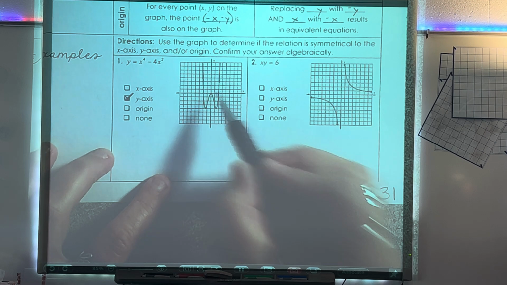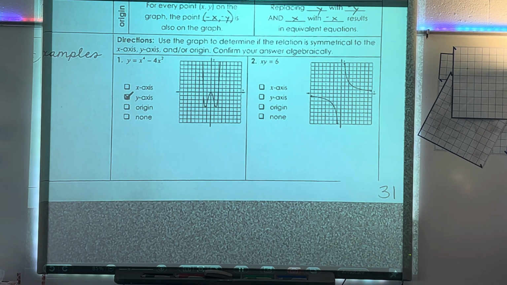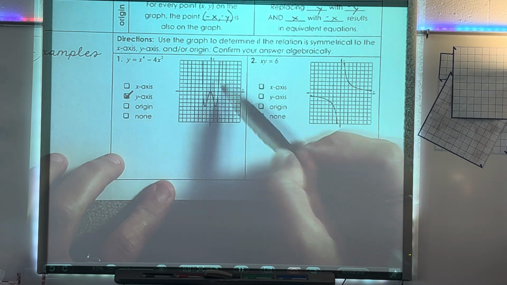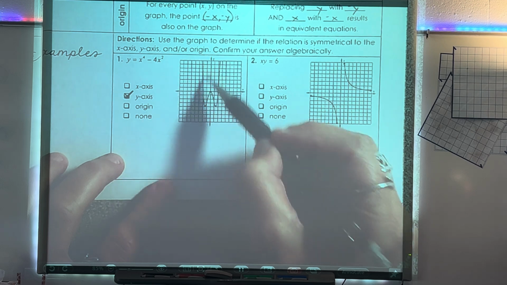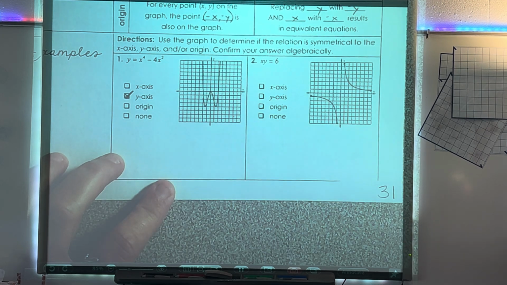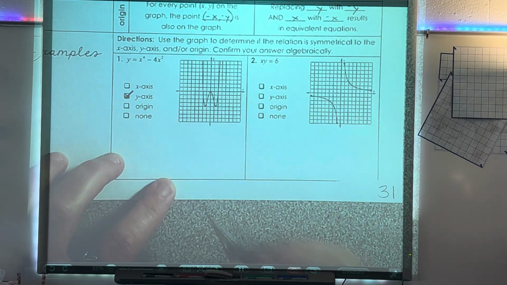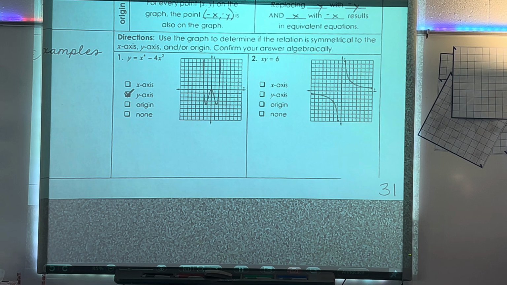My origin, if I rotate that around, it's not going to be the same. A good way to tell about the origin is this quadrant and this quadrant would look the same, and/or this quadrant and this quadrant would look the same. Is that logical to y'all? Well, they would be opposites of each other. So clearly that's not it, so the only one there is the y-axis.